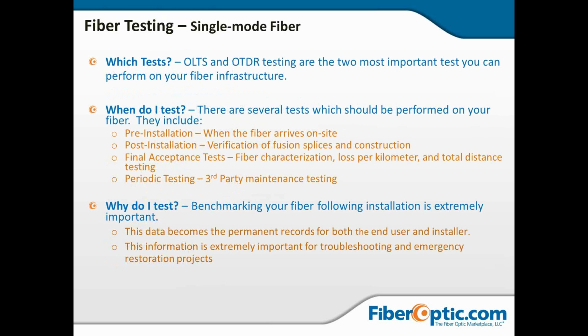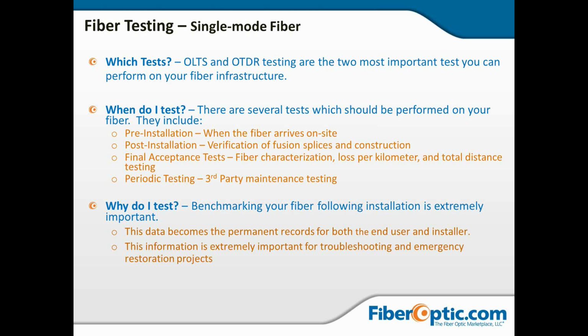So, the optical loss test set, power meter and light source, and the OTDR are the two most important tests. Again, pre-installation when the fiber arrives on site, and post-installation. This is where we verify our fusion splices and all the construction. We typically do this including 1625 so that we can see if there are any macro bends. We can correct everything, redo, do our reburns. There are going to be reburns. It's not a failing, it's simply part of the process.